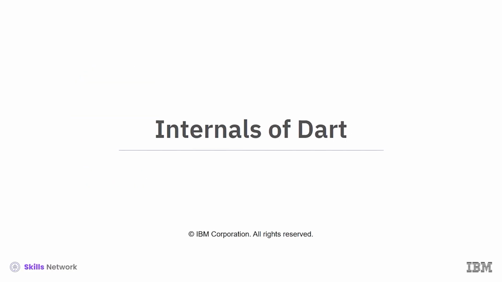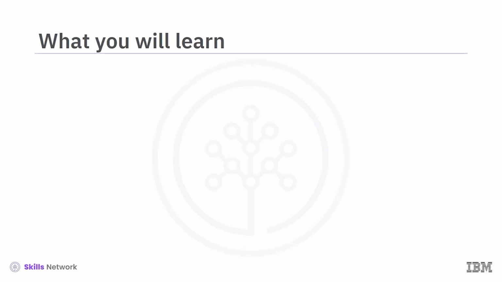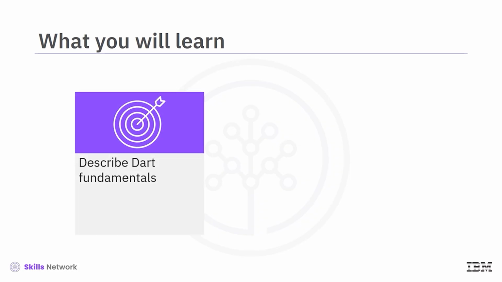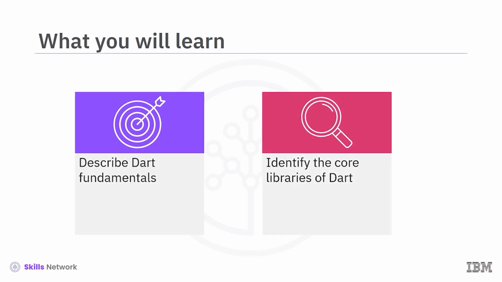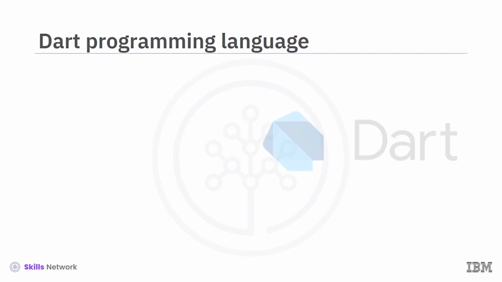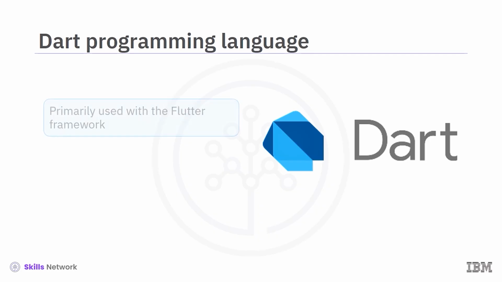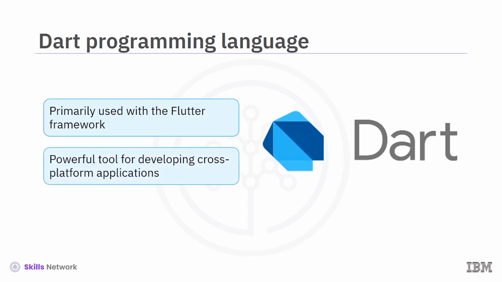Welcome to this video on the internals of Dart. After watching this video, you'll be able to describe Dart fundamentals and identify the core libraries of Dart. Dart is a programming language designed for building mobile, desktop, server, and web applications. It is primarily used with the Flutter framework to create applications. Let's examine the fundamentals of Dart and why these features make Dart a powerful tool for developing high-quality cross-platform applications.